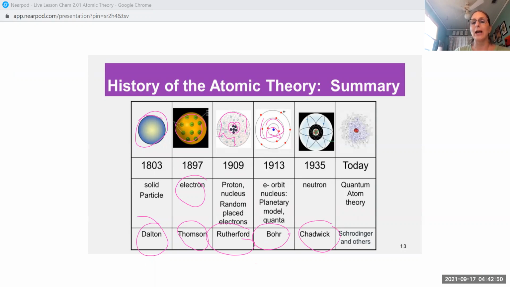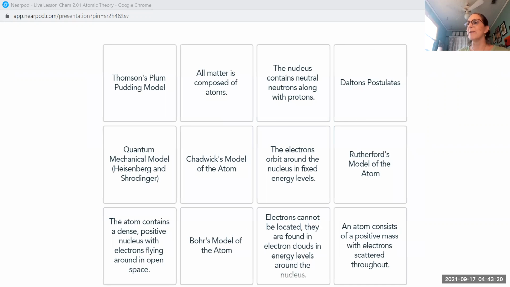Chadwick was like, hey, check out, there's a neutron in there too with the nucleus along with the protons. And Schrodinger and Heisenberg, and others, created the quantum atomic model, which is, yes, there's a nucleus with protons and neutrons in it. And yes, we have electrons in shells, but we don't know exactly where they are in those shells. They're in these clouds of probability of where we could possibly find them. So that is the history of the atomic theory. And now what you're going to do is matching. Go for it.